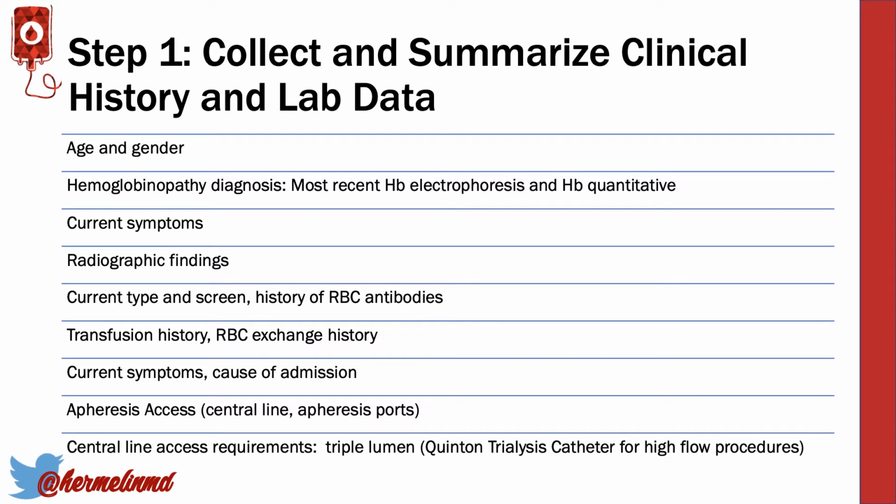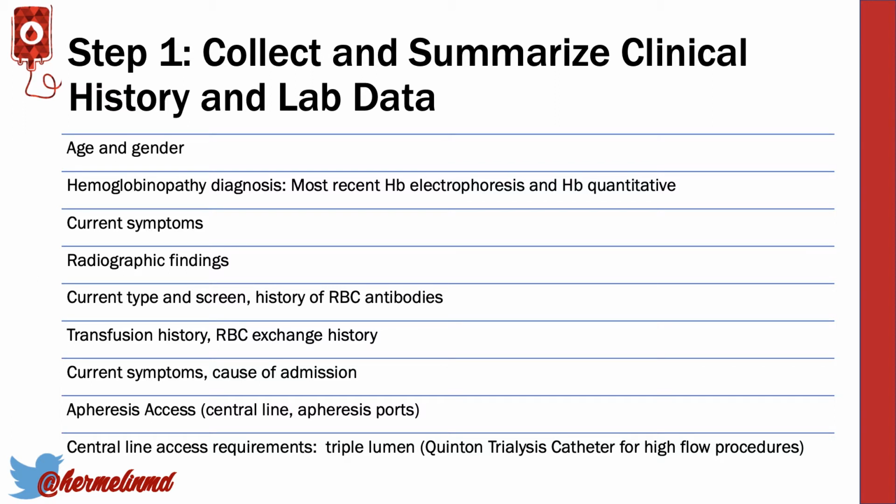Step 1 is collecting and summarizing the relevant clinical history and laboratory data. So after you find out the patient's name, age, and gender, you're going to want to find out what type of hemoglobinopathy this patient has. So for instance, was this patient diagnosed with hemoglobin SS disease, or perhaps it's hemoglobin S beta thalassemia? What would be really cool is if you have access to the patient's hemoglobin electrophoresis. And this is where the integration of all forms of clinical pathology comes into play.